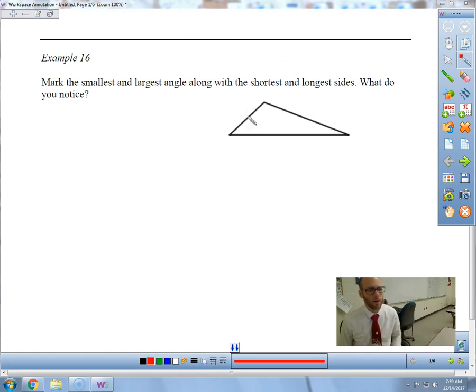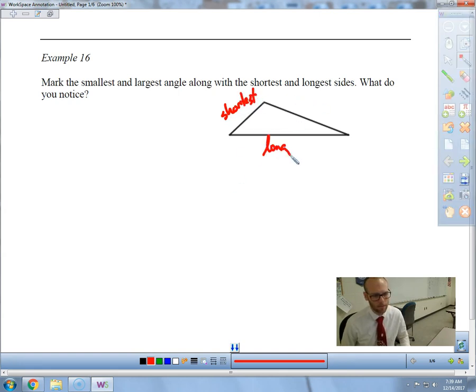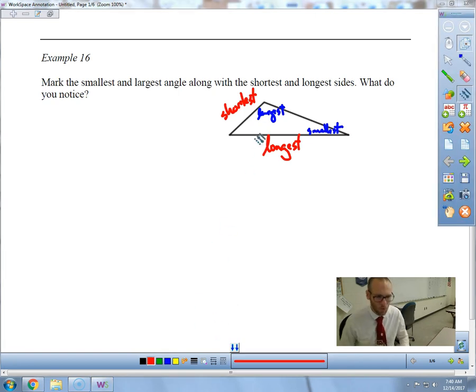If we look at this triangle, I hope you would agree with me that this is the shortest side. This is the longest side. And then when we look at the angles, what do I notice here? I notice that this is the smallest angle and this is the largest angle, and we should see a relationship. We should notice that the shortest side is opposite the smallest angle, and the largest angle is opposite the longest side, that they're across from each other.